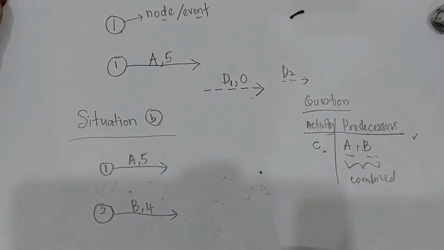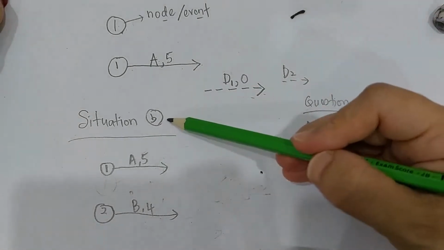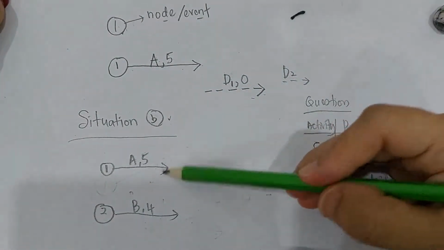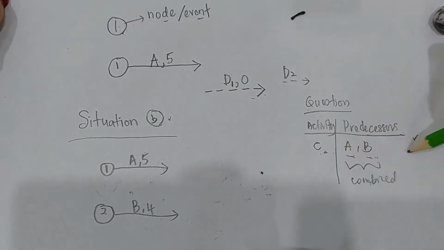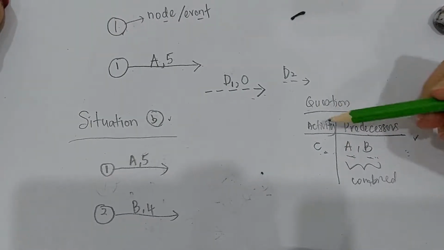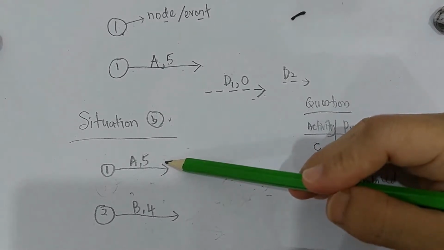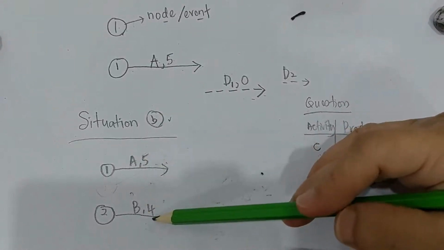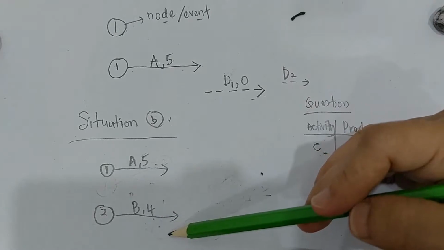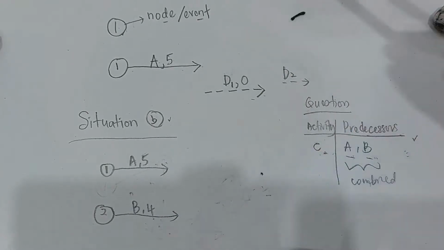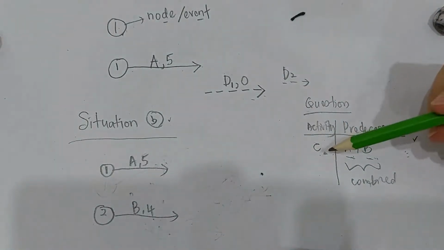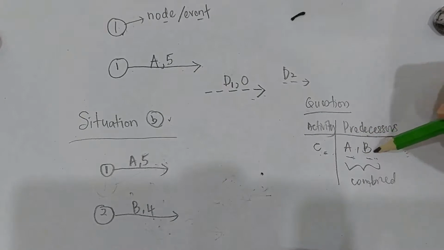Okay, the next rule, which will be shown in situation B, is like this. I'm going to use the same example here. Let's say you have drawn activity A like this. Activity A comes from event number 1. Activity B comes from event number 2, let's say. Okay, and you need to draw C. C comes from the predecessors A and B. So we need to combine these two, A and B.